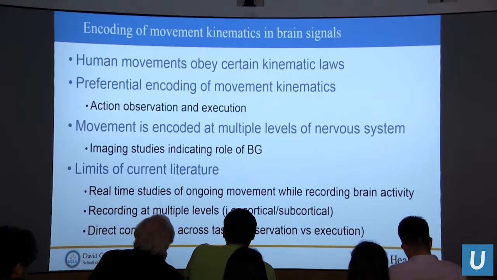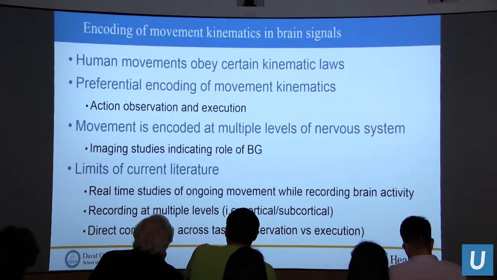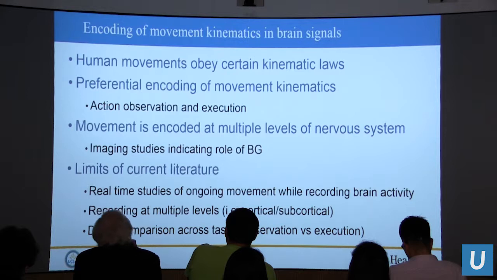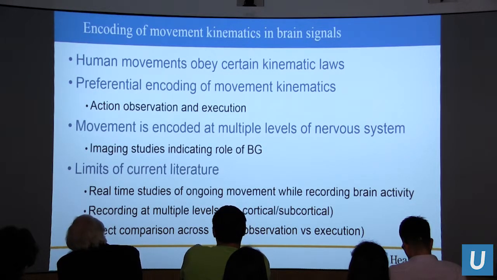The other project that we're trying to follow is encoding of movement kinematics in brain signals. So astonishingly, human movements obey very certain kinematic laws. And these kinematic laws are shown to be preferentially encoded in the brain during both action observation, mirror neurons, and also during execution of movements. And we all know that movement is encoded at multiple levels of the nervous system, and imaging studies indicate a very specific role for basal ganglia.